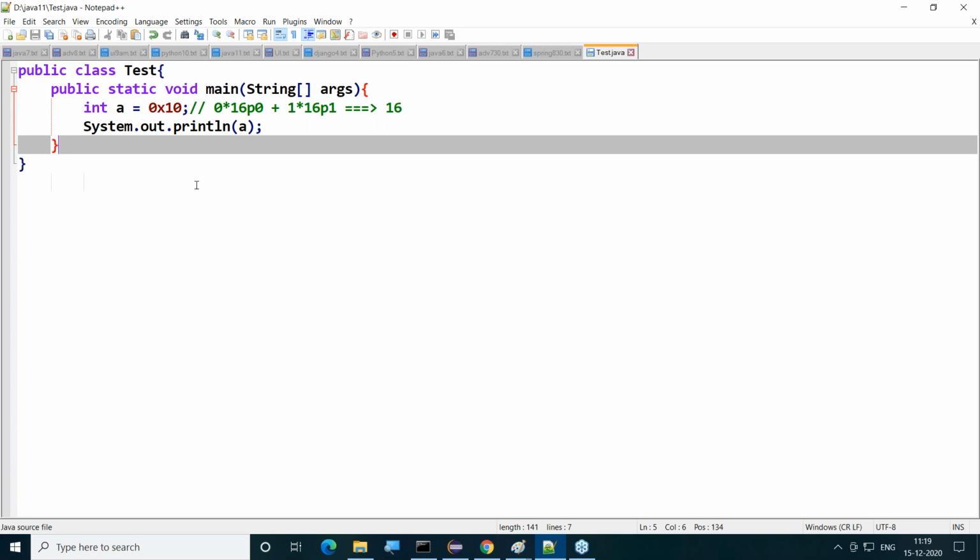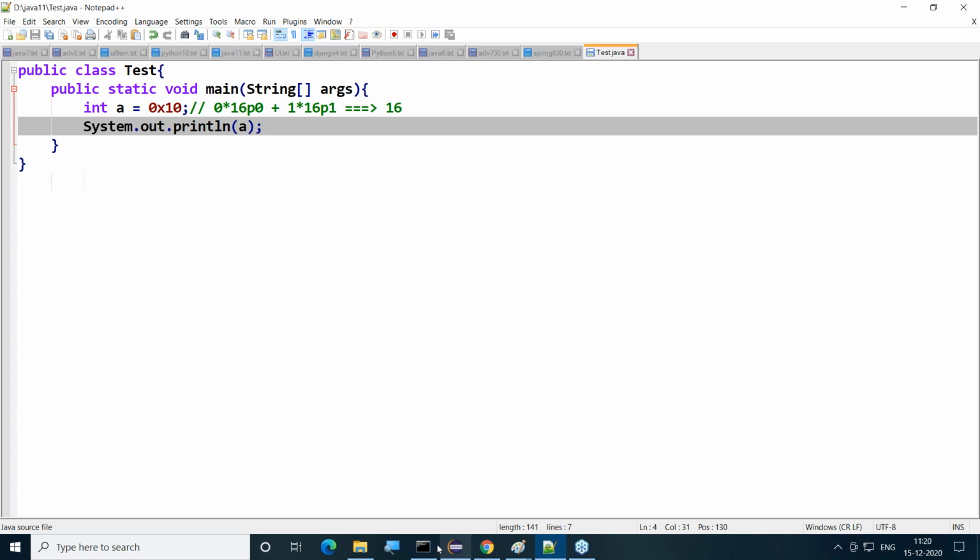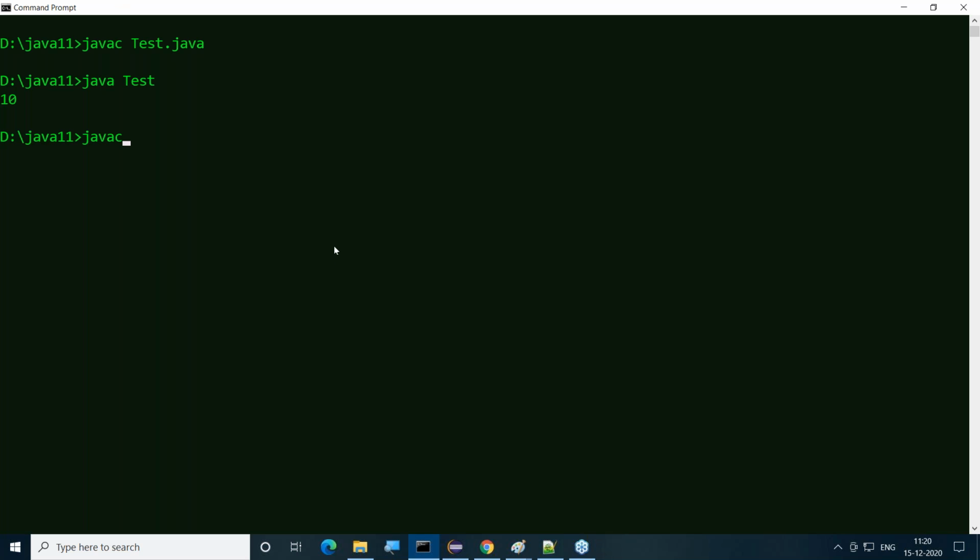After understanding this, we have to observe carefully. 16 is the value we are getting here. We can just compare and execute this, and we are able to get the required output.